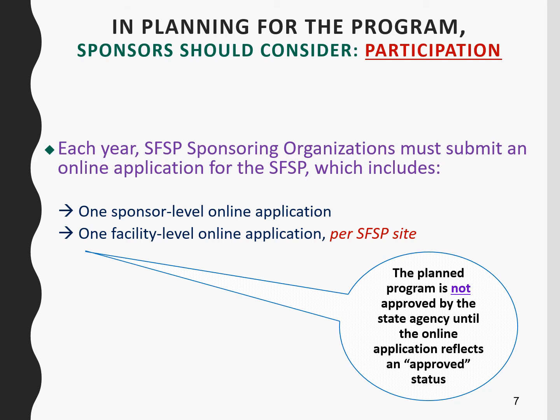Each year, SFSP sponsoring organizations must submit an online application for the SFSP, which includes one sponsor-level application and one facility-level online application per SFSP site. The planned program is not approved by the state agency until the online application reflects an approved status. Again, each sponsor will submit at least 2 applications, one sponsor level and at least one facility level site.